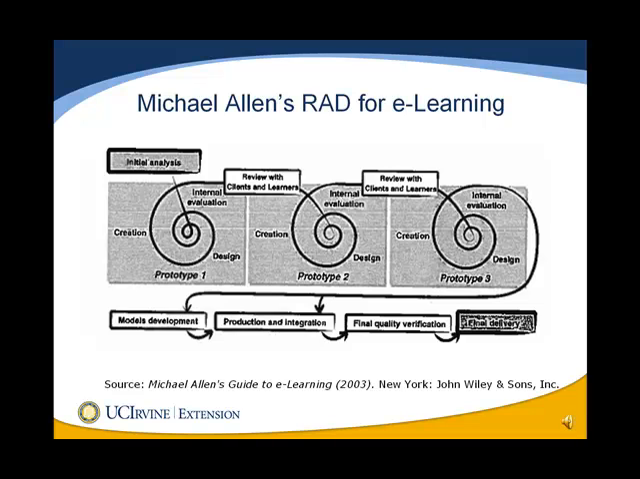The idea is to get to an operational model as quickly as possible, and then with each iteration in the design process to add or modify your functional prototype, improving it as you go. For more elaboration of this process, I would consult Michael Allen's Guide to E-Learning, which is a book he wrote in 2003. You can find this book on Amazon. It is not part of our resources, but I did want you to know about it.